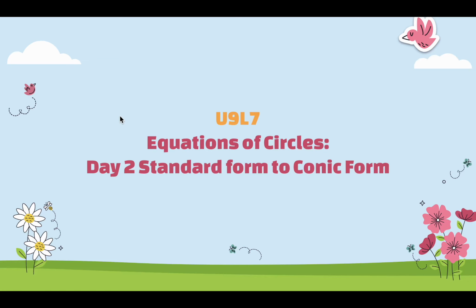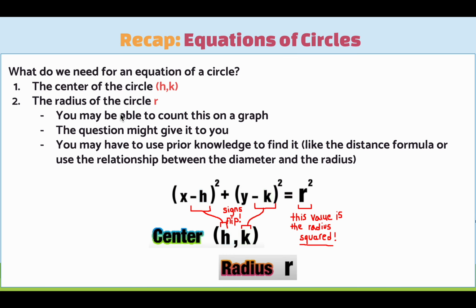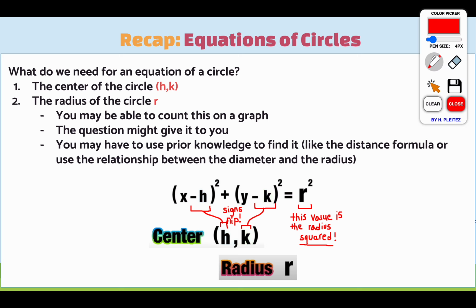What's up, everyone? In this video, we're going to be continuing our study of equations of circles. So just a little bit of a recap of what we did in the prior lesson. We need two things to create or determine the equation of a circle. We need the center of that circle, which is denoted by h comma k, and we need the radius of our circle, which is denoted by the lowercase letter r.